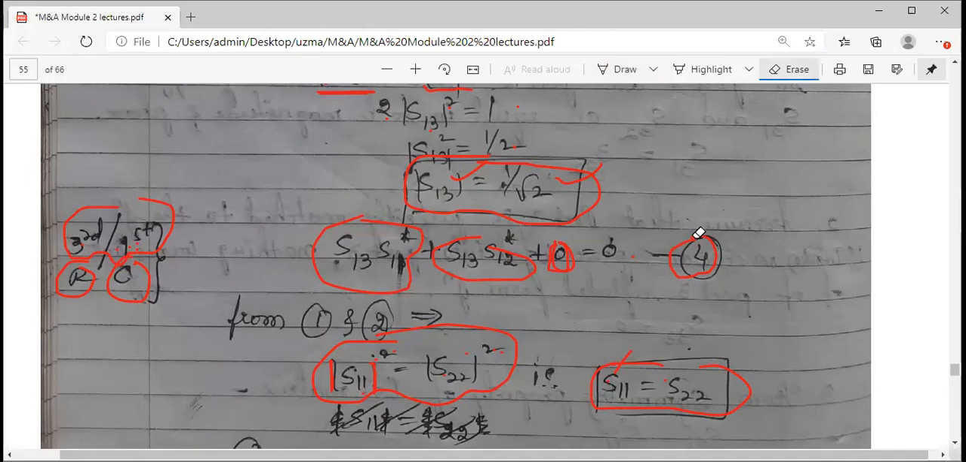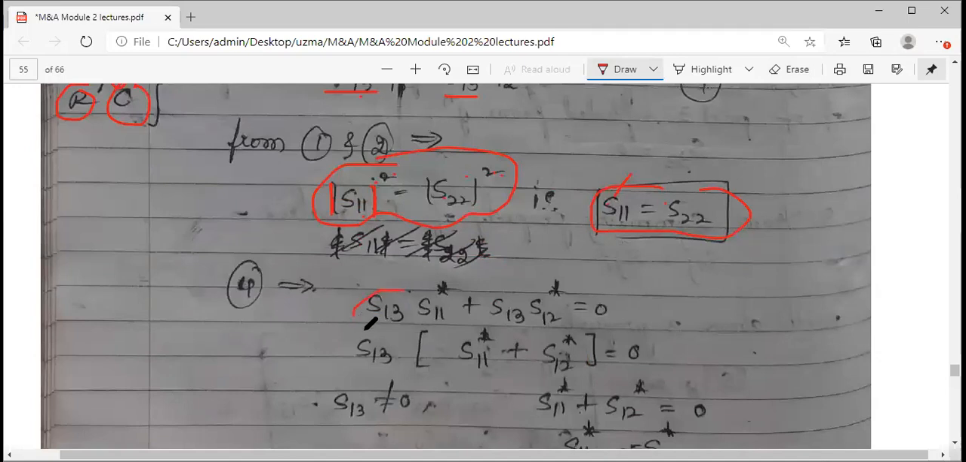Now coming to equation 4. Check equation 4. First term you have S13, second term is also S13. You can take S13 common. So I have rewritten equation 4. Take S13 common here. You'll be left with S11 star plus S12 star. Remaining these two terms is equal to 0.